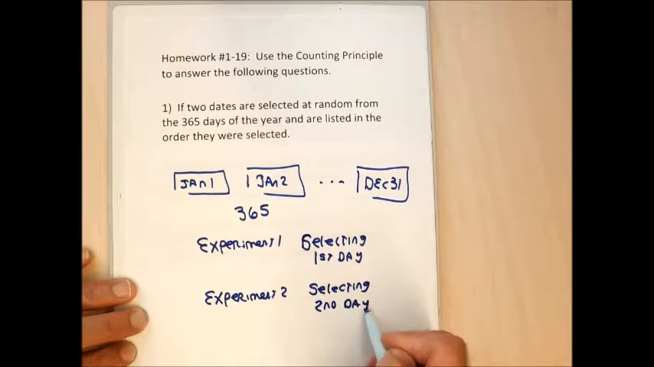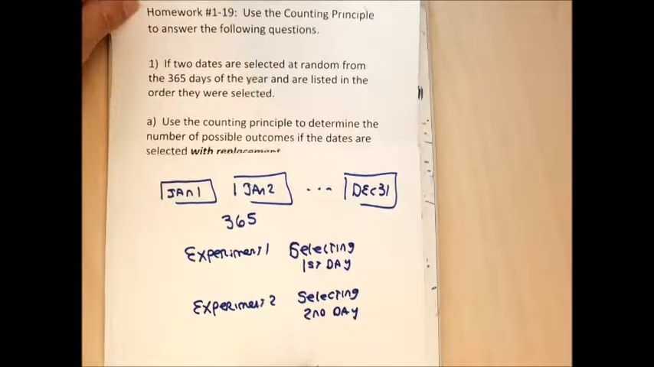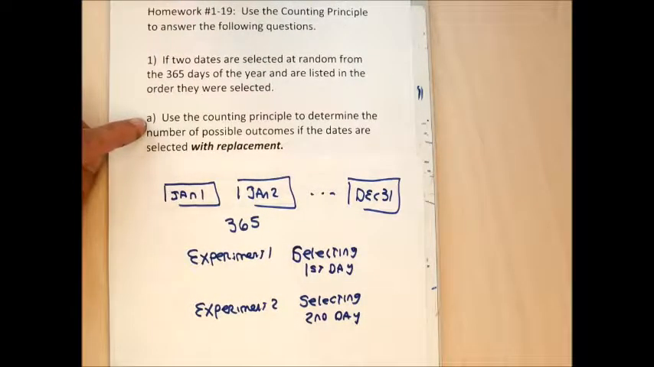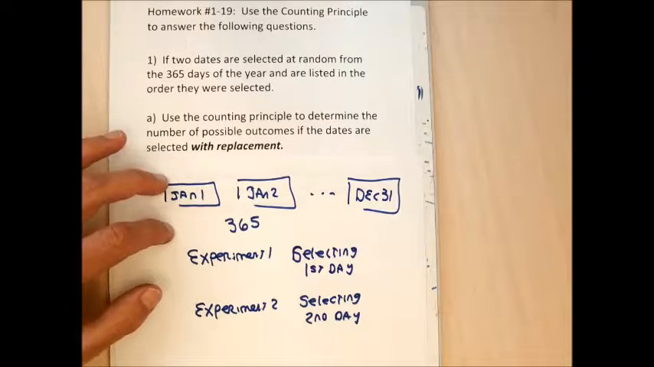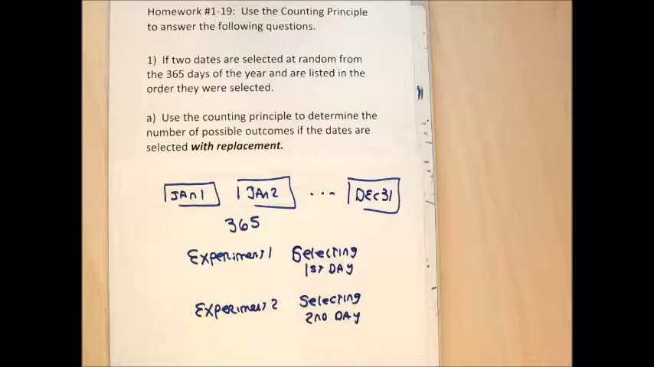I'm going to answer some how many questions using the counting principle in a second here. The first question asks, use the counting principle to determine the number of possible outcomes if the dates are selected with replacement. So in this hat that has 365 slips of paper with the dates, that's kind of how I'm imagining this just to make it easier for me to conceptualize.